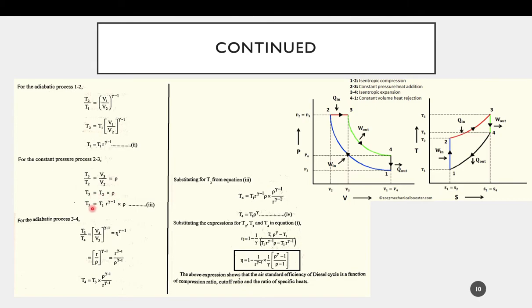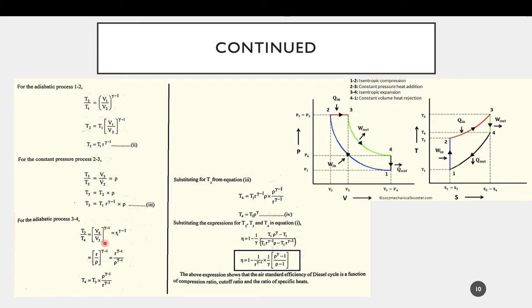Now T3 is equal to, since it is T2 into rho, T2 we already know T2 is T1 into R raised to gamma minus 1. Substituting that here, T3 is equal to T1 into R raised to gamma minus 1 into rho. Now for adiabatic process 3 to 4, this is reversible adiabatic expansion. You can write the relationship between temperature and volume. T3 by T4 is equal to V4 by V3 raised to gamma minus 1.